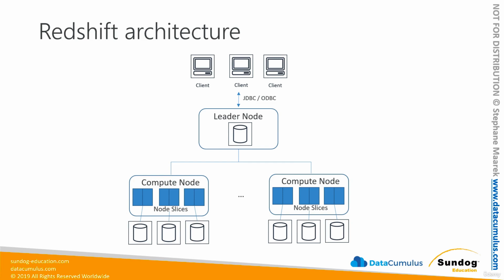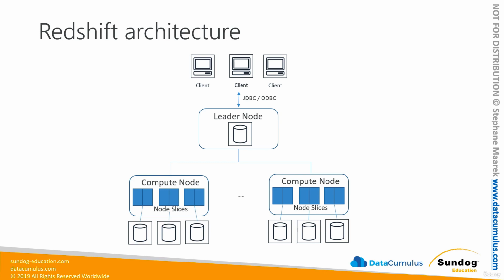They're also available in two sizes, the large and the 8XL. The large has 160 gigabytes of SSD storage, 2 virtual cores, and 15 gigabytes of RAM. The 8XL is 16 times bigger, with 2.56 terabytes of SSD storage, 32 virtual cores, and 244 gigabytes of RAM. So it allows you to get started with a single DC2 large node for 25 cents per hour and scale all the way up to 128 8XL nodes with 326 terabytes of SSD storage, 3,200 virtual cores, and 24 terabytes of RAM. That's a lot.